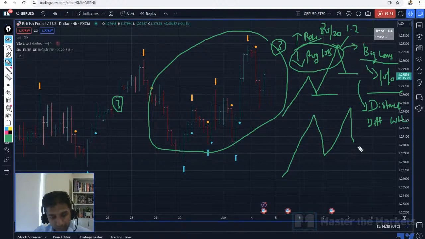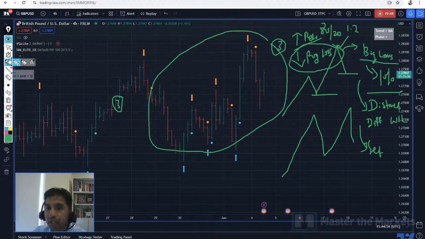Now, so that's what we actually then do. Once you've got a distinction, then you set your rules. Okay, when this happens, when you get a setup like that, then I would reduce my risk on that, or I would not take the trade at all. So all those things you need to write down. So that's the kind of research that we did.